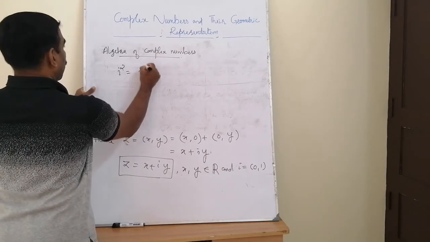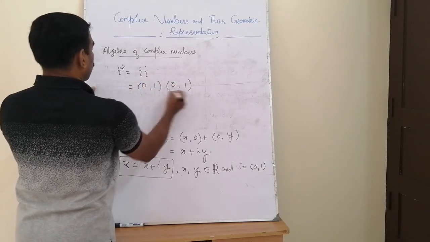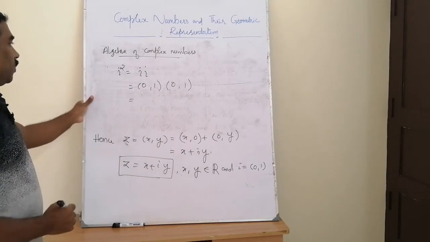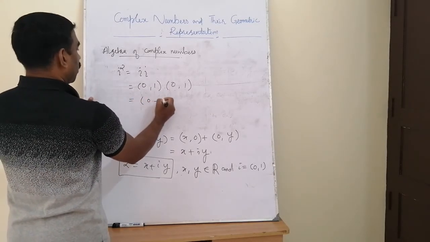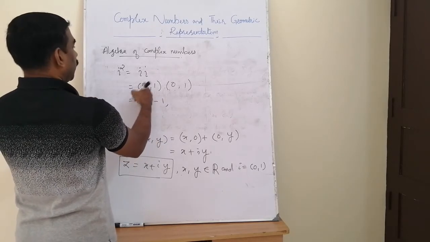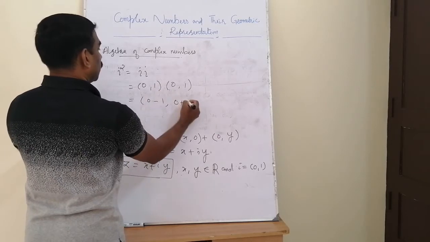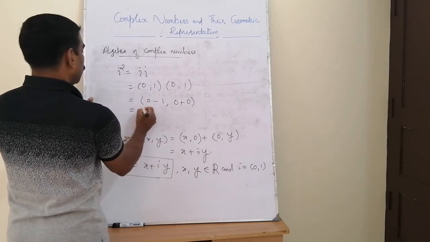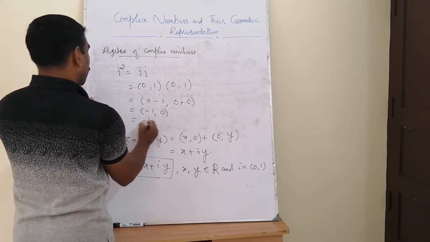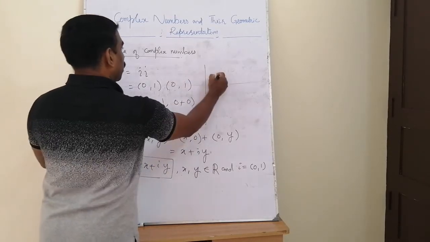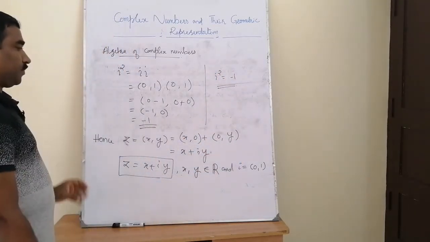i square means i into i, that is (0,1) into (0,1). Multiplication of two complex numbers: the product is the product of the real parts minus the product of the imaginary parts, then the product of real into imaginary, that is 0 into 1 plus 1 into 0, which is 0. So that is equal to (-1, 0), or this is the real number -1. That is, i square is equal to -1. So that is another fundamental result.